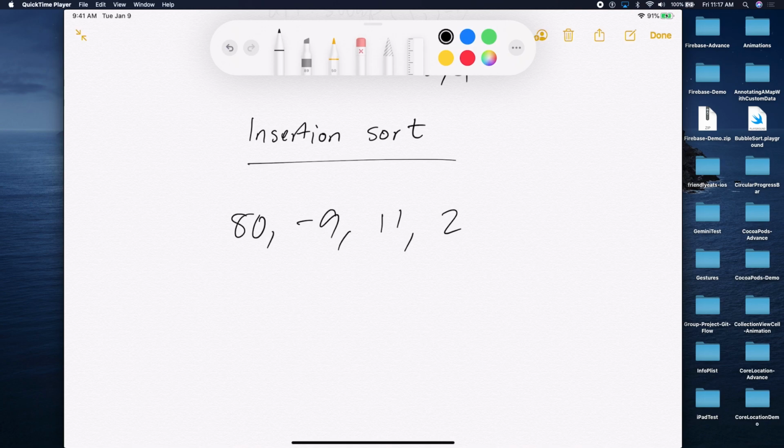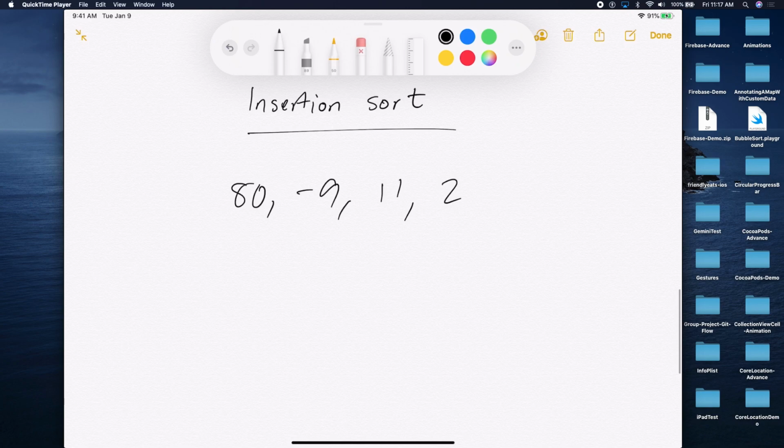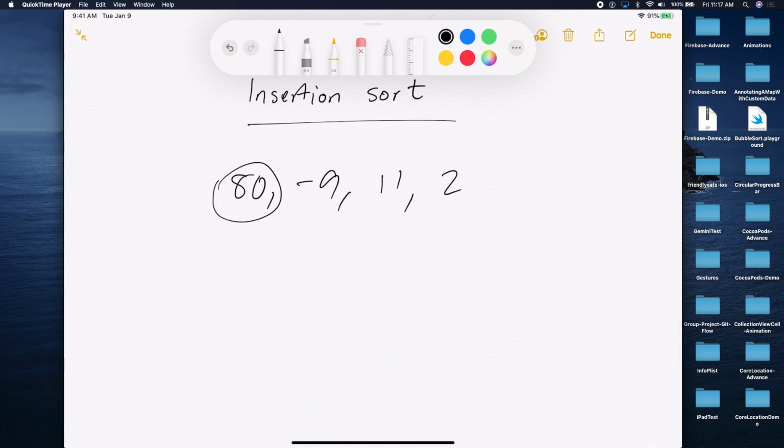All right, let's make some examples and we will stop. We'll go into code. So here we have our insertion sort. Here we say 80. 80 is already sorted, correct? Based on our algorithm, we look at minus 9. Is minus 9 less than 80? Yes. Okay, so let's go ahead and set that up. So minus 9, 80, 11, 2.